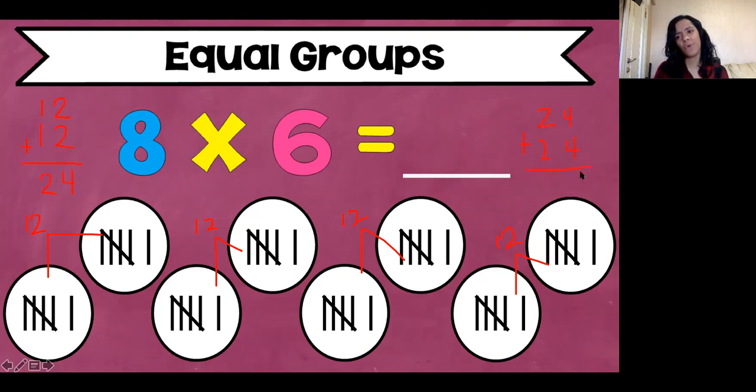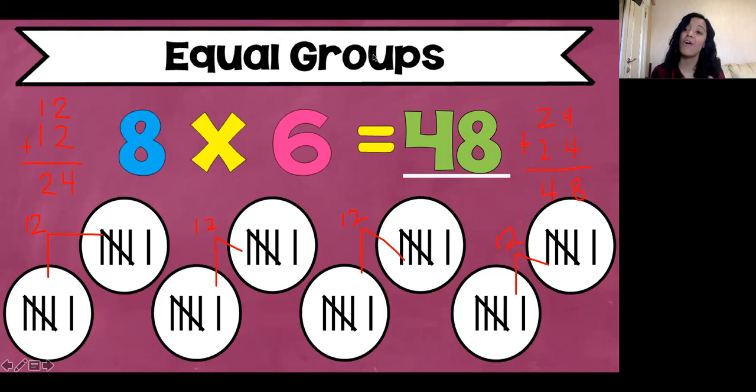We have 4 plus 4 is 8. 2 plus 2 is 4. So my answer is going to be, oh, let's find it, 48. Okay, well done. So those are just little tricks that you can start to do.